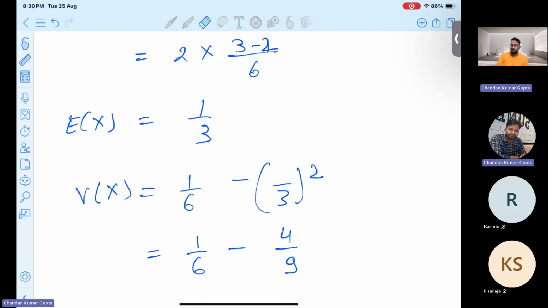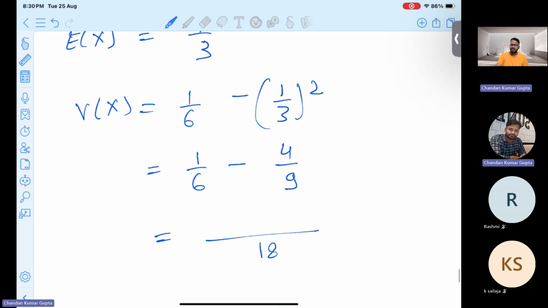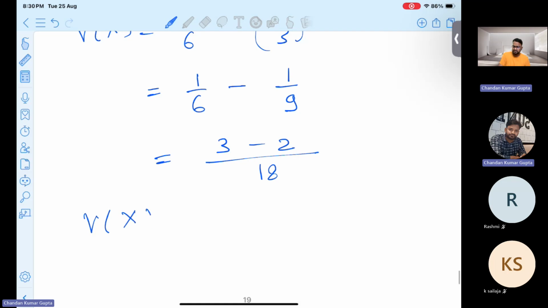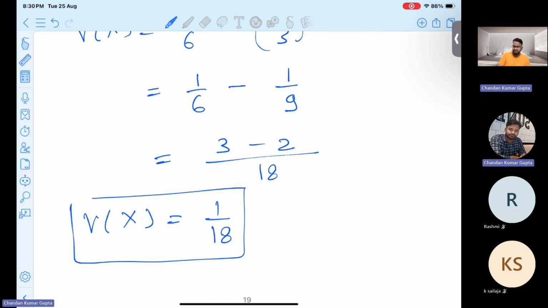It's because the variance always comes out to be positive, no? At minimum it is 0. So we can write it like this: 3 minus 2, so the variance of x comes out to be 1 upon 18. Simple. Is it okay up to this point?